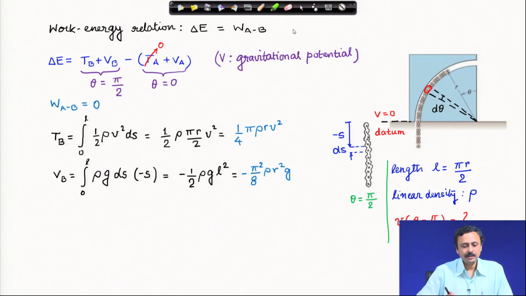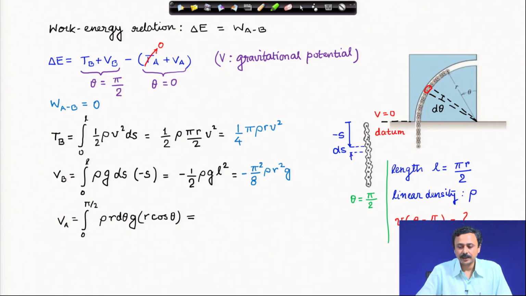Okay, we have the kinetic energy and potential energy expressions at B. Now, we have to calculate the energy expressions at A. Kinetic energy is 0 because the chain starts from rest at A when theta equals 0, but the potential energy expression requires a step.